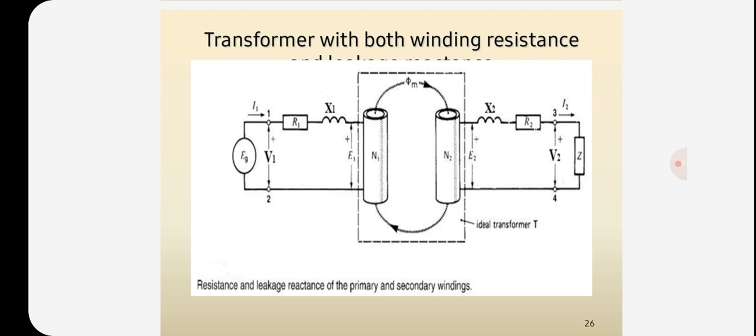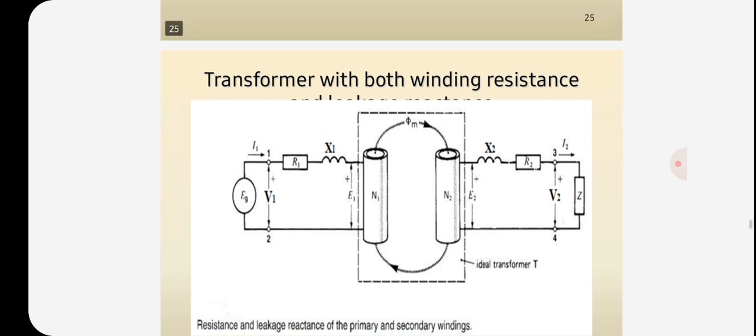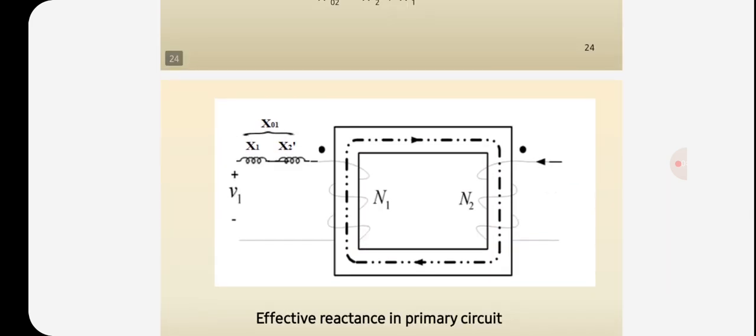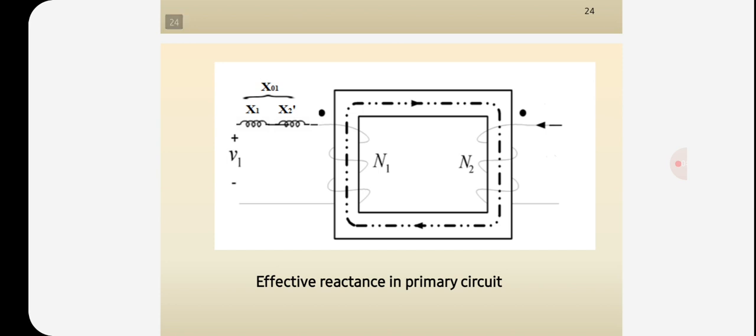The leakage reactance X1 plus X2 dash, that is equal to X1 plus X2 by K square, is known as the equivalent or effective reactance of the transformer referred to primary, and is denoted by X naught 1. Equivalent leakage reactance referred to primary, X naught 1, is equal to X1 plus X2 dash, that is equal to X1 plus X2 by K square.